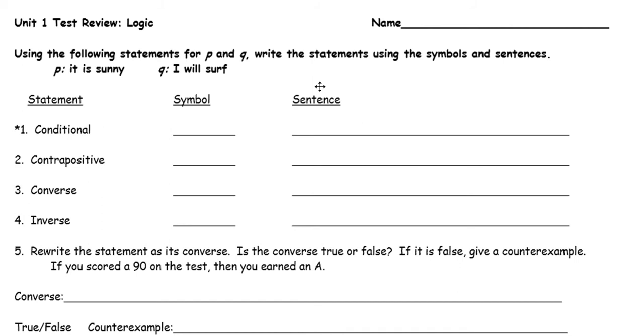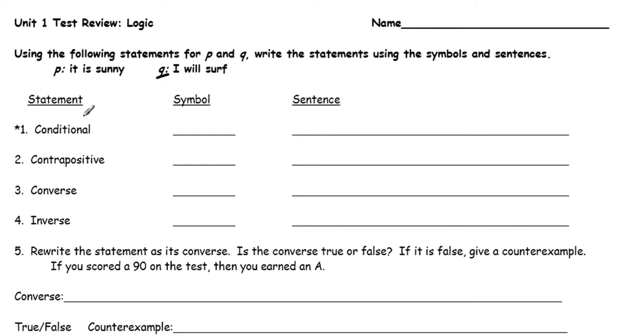All right, looks like we are almost ready to take our test. But if you had a few questions on the test review itself, we'll go over those. The first one, we want to use the following statements for P and Q. So P represents it is sunny, and Q, every time we see a Q, it's going to represent I will serve. We want to write the statements using the symbols and the sentences.